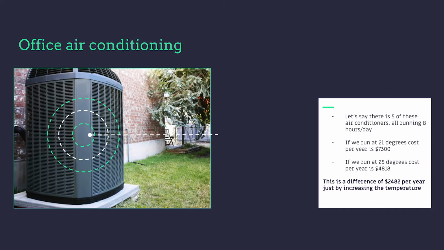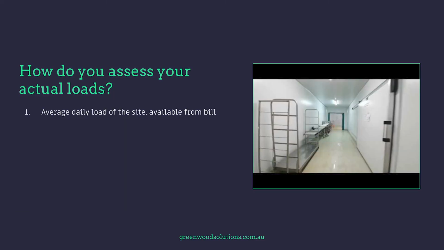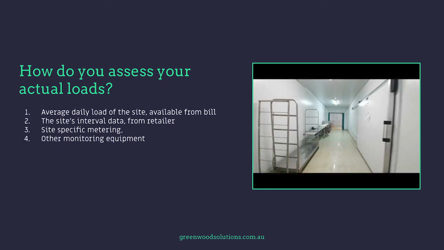Let's say there's 5 of these air conditioners all running 8 hours a day. If we run at 21 degrees, this cost per year is $7,300. If we run at 25 degrees, cost per year is $4,818. Average daily load of the site is available from the bill. The site's interval data is available from the retailer. Installed site-specific metering can be looked at, and other monitoring equipment.